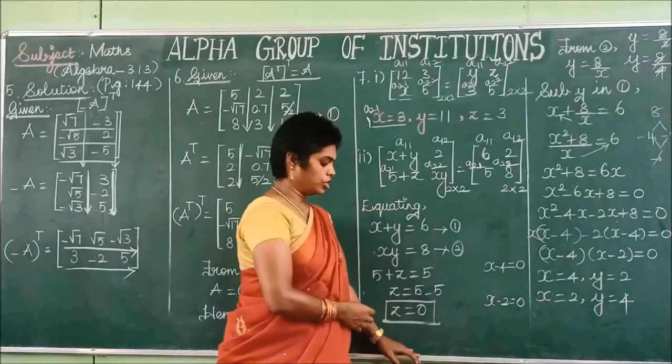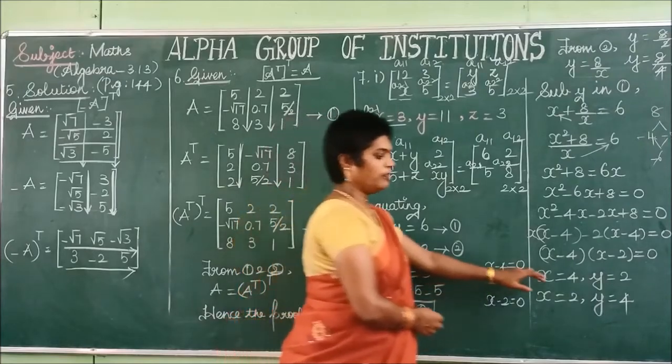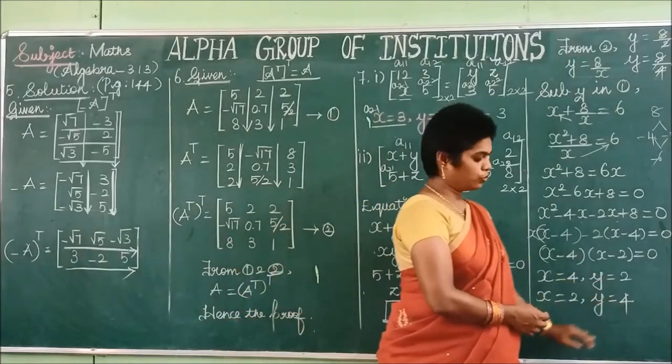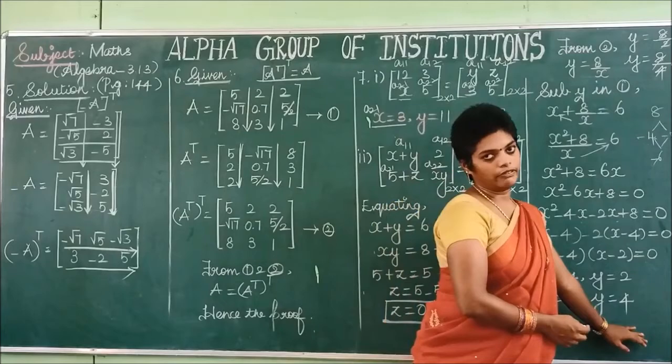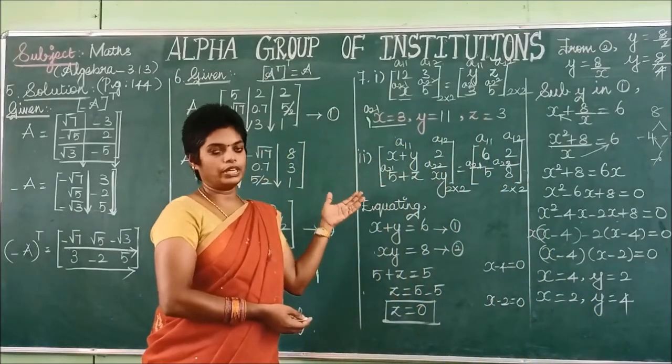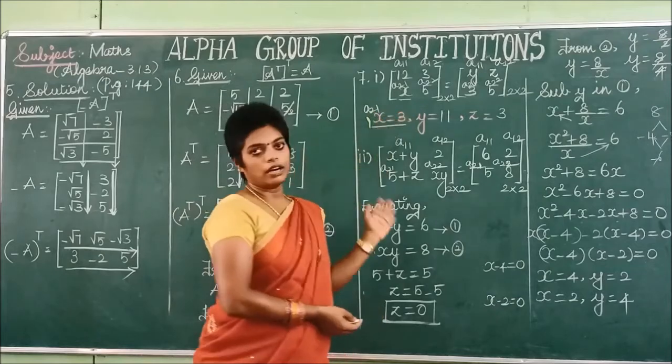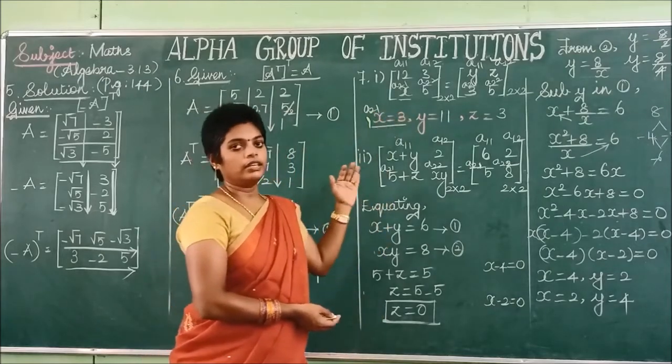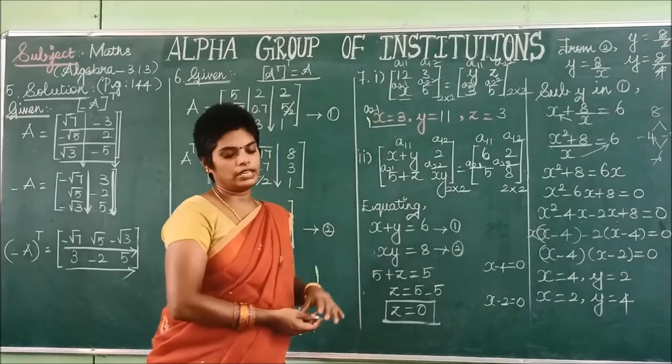So that's our solution. z equal to 0. If x equal to 4, y equal to 2. If x is 2, y equal to 4. So for this problem, finding values for x and y, you have to check whether the order is the same or not. Then by equating the values you can find them easily.